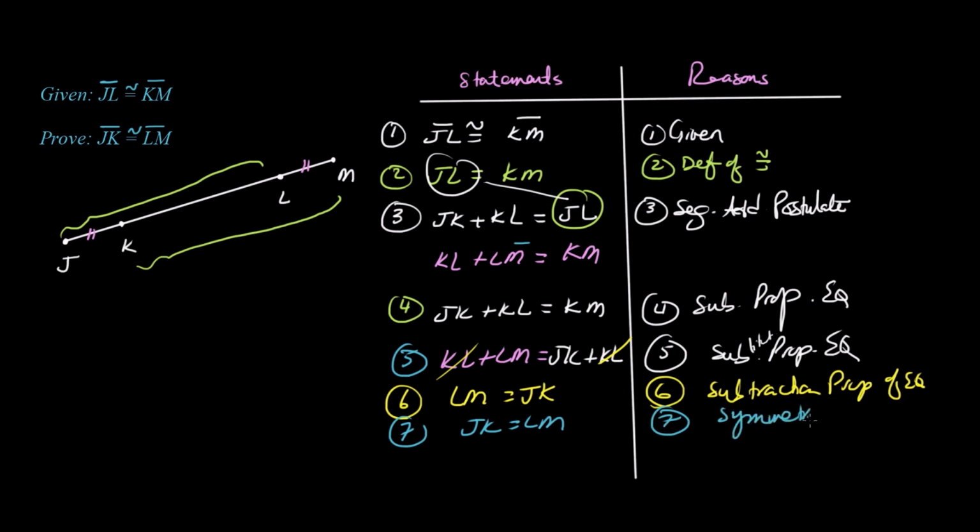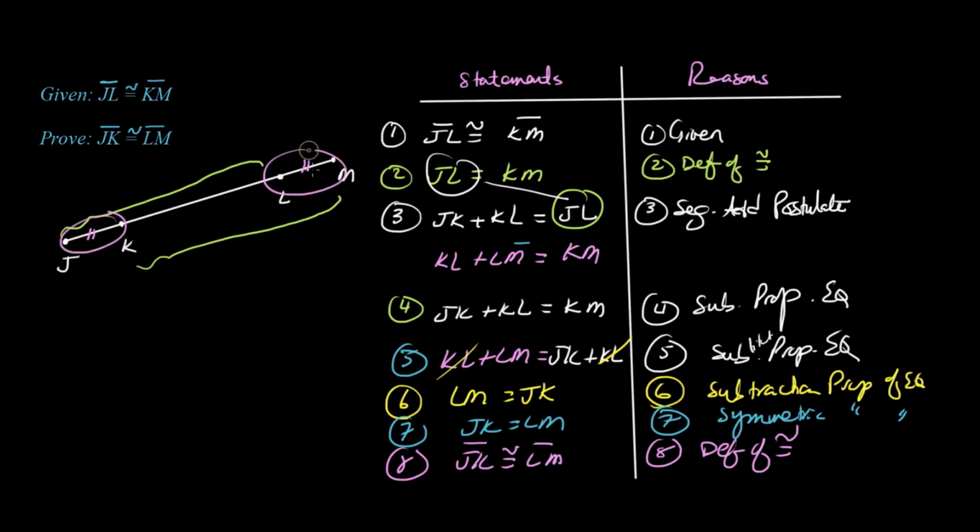Symmetric property of equality. Okay, and finally I can say JK is congruent to LM like this. Okay, and that's because of the definition of congruence. All right, now here's a proof that may or may not have been readily apparent to you, but we took two longer segments that were congruent, and then we proved that these two are congruent, right? Now how do we do this?